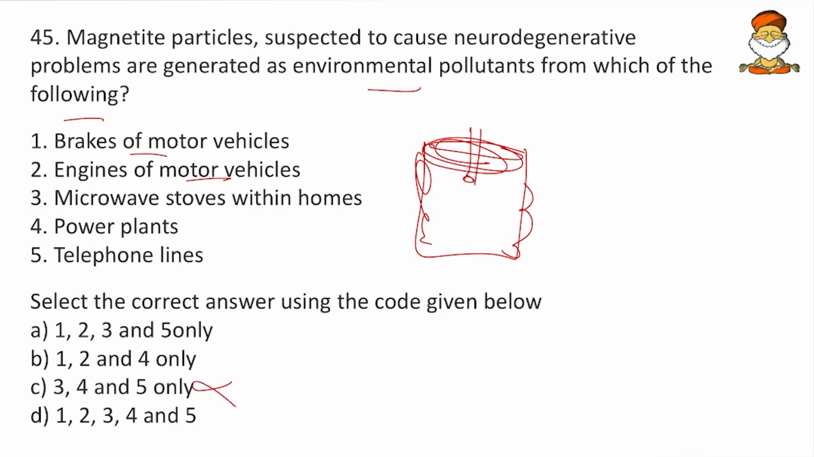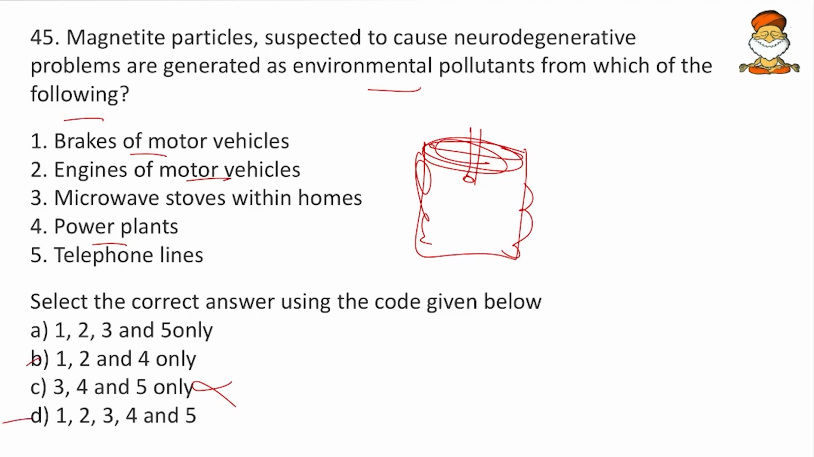We will move further. Microwave stoves with the homes. Here the microwave stove is mostly an electronic device. There is not much of mechanics that goes on within a microwave stove. And then the fourth one, the power plants. Here in the power plants, the turbines will be rotating and the turbines are iron ones. So again, 4 can be there. So here search for 1, 2 and 4 mainly. So 1, 2 and 4 we have in B and D.